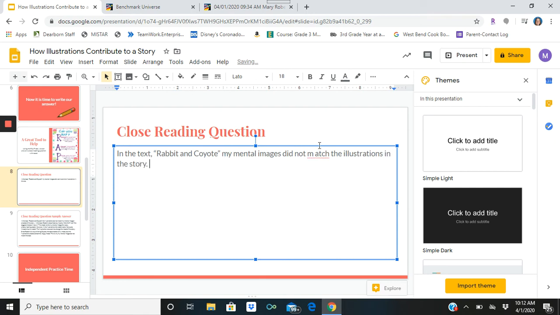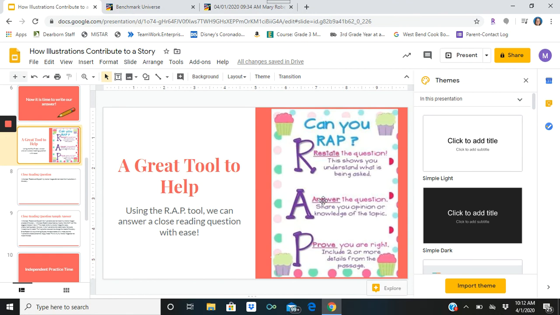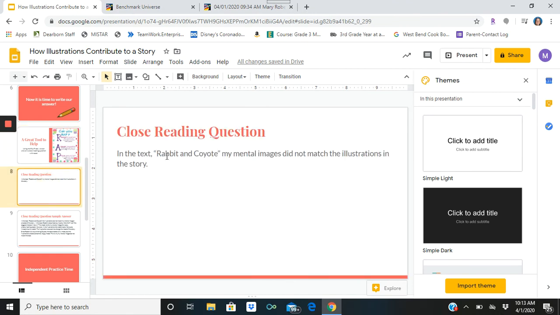the story. So this is kind of going along with, it's kind of combining our restate the question and answer the question. And that's okay. But we want to make sure that we are conveying our answer and that question. So remember, our question was all about how well do illustrations match the mental images that we made in the story. So in our case, my mental images did not match the illustrations in the story. Now I'm going to jump down because I've answered it.